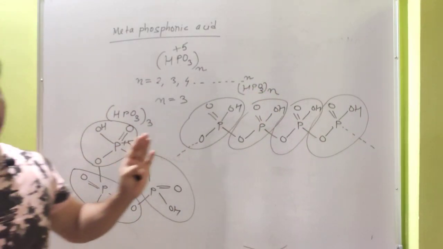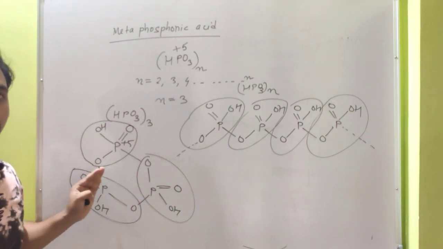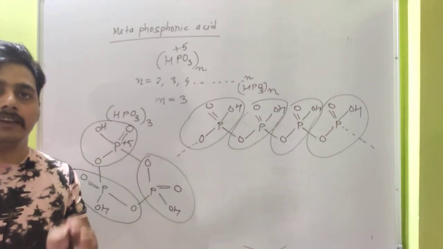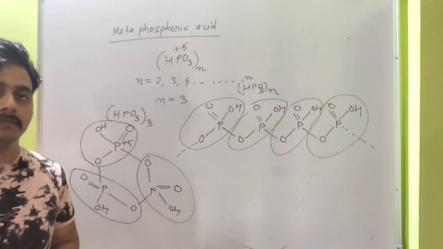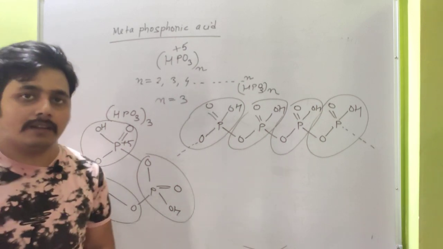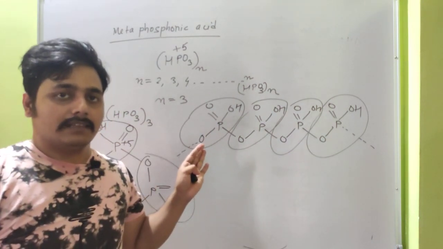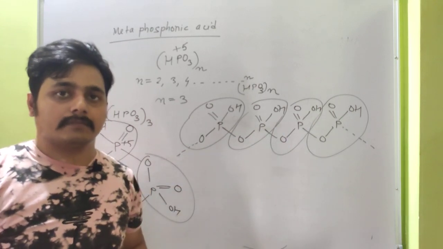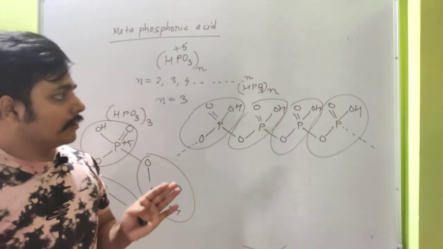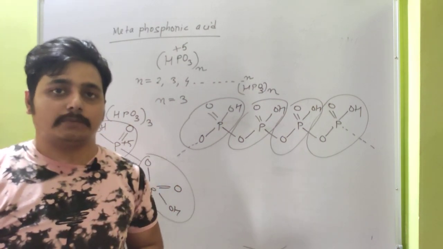So this is the linear structure of metaphosphoric acid, this is the cyclic structure of metaphosphoric acid. Cyclic structure of metaphosphoric acid is possible up to n equal to 3. If n more than 3, then cyclic structure is not possible, then it will take linear, infinite chain structure. Okay, did you get it? All the terms I taught you are given in the NCERT book.